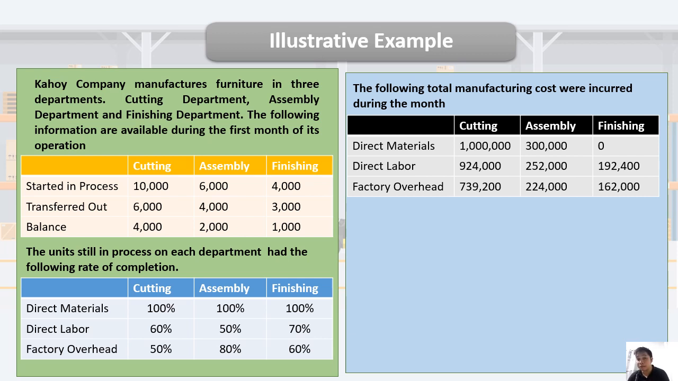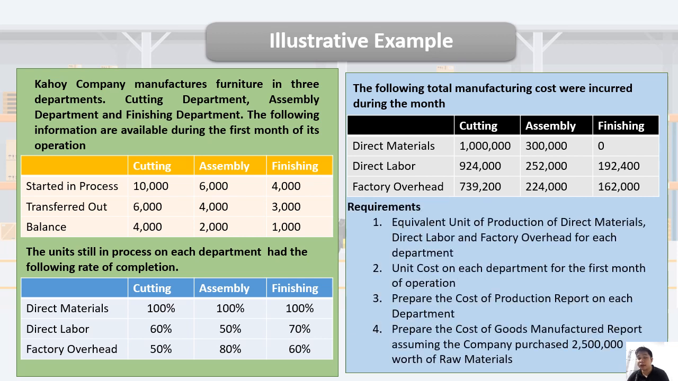In the finishing department, we did not incur any direct materials because it is only finishing, so it is purely conversion cost. Direct labor incurred in finishing is 192,400. For factory overhead, we have 162,000. So those are our manufacturing costs. These are our requirements.